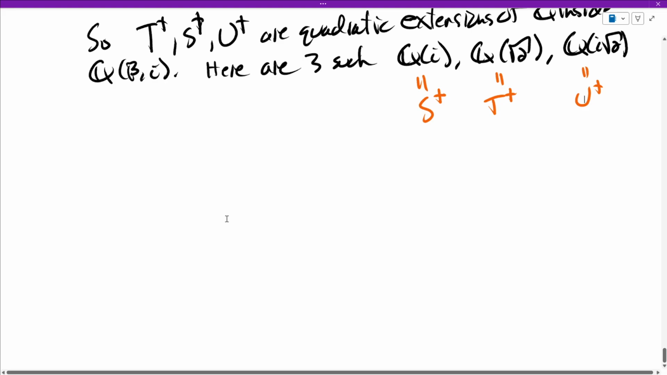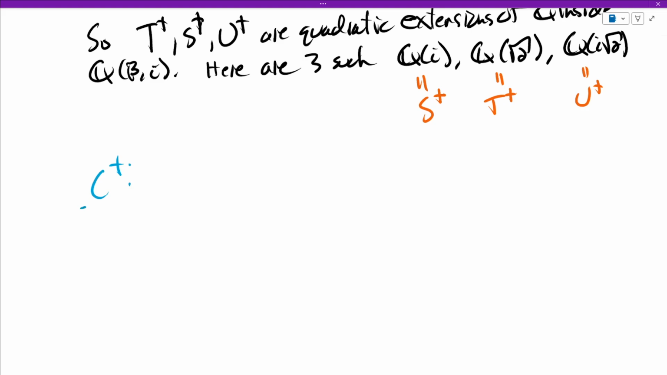Okay, so let's work out C dagger. The rest of them are similar. C again is the subgroup generated by tau sigma, and we want to compute the fixed field. So the fixed field of this group is, of course, just the fixed field of tau sigma. So we want to know, what does tau sigma fix?